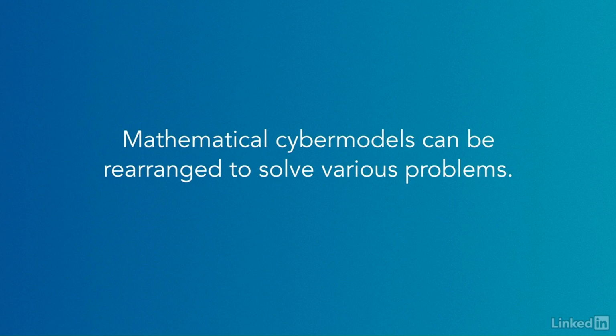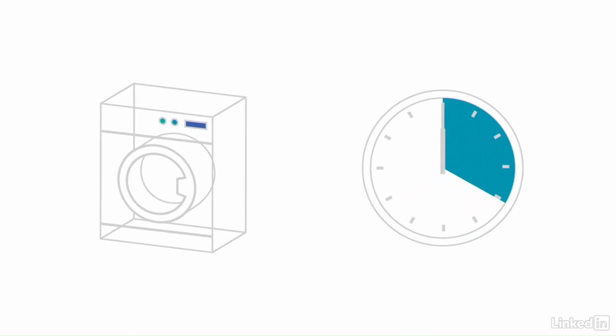It can be reorganized and solved in different ways. Think about your clothes dryer at home. Once we represent it mathematically with a Cybermodel, we can reorganize it to solve for drying clothes for the least amount of time, or drying clothes for the least amount of electricity.